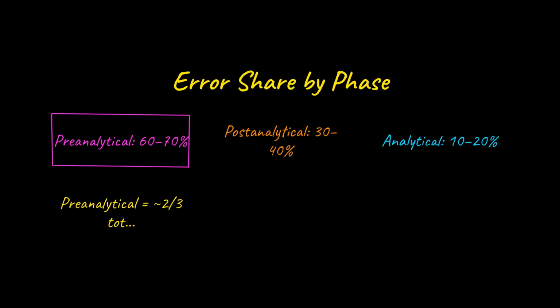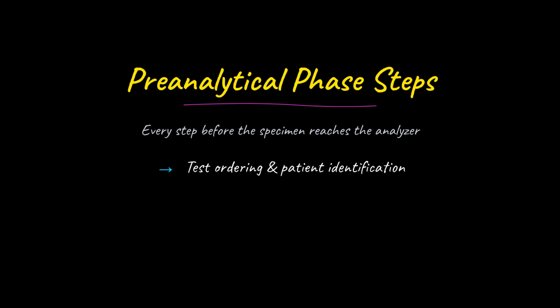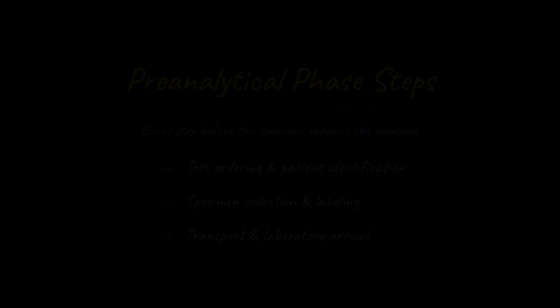The pre-analytical phase accounts for 60 to 70% of all lab errors, roughly 2/3. The analytical phase, driven down by automation and internal quality control, contributes only 10 to 20%. The post-analytical phase adds 30 to 40% through reporting and interpretation issues. The pre-analytical phase spans test ordering, patient identification, specimen collection, labeling, transport, and arrival at the laboratory. Each step is performed by humans in varied settings, creating many opportunities for error before automation ever takes over.